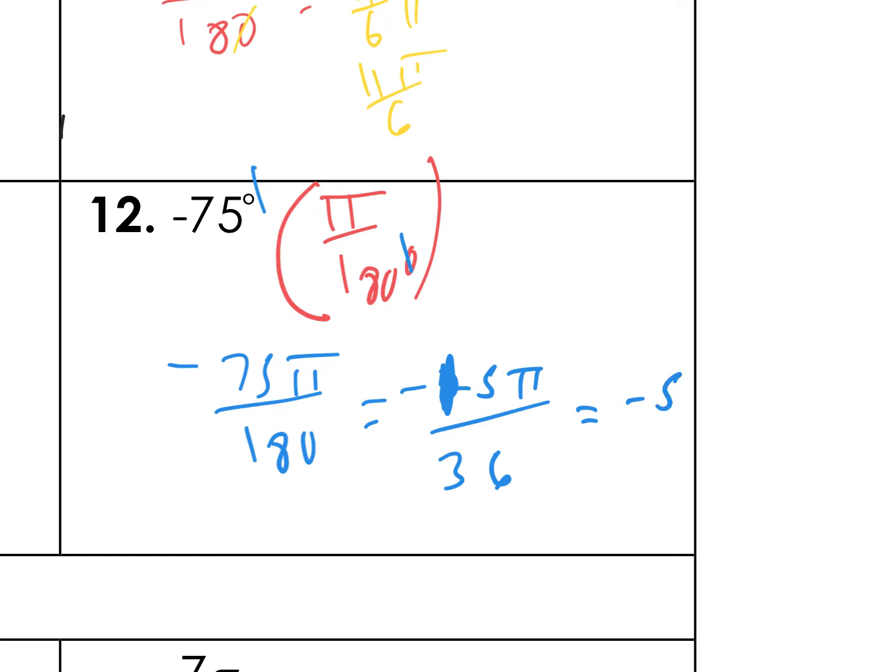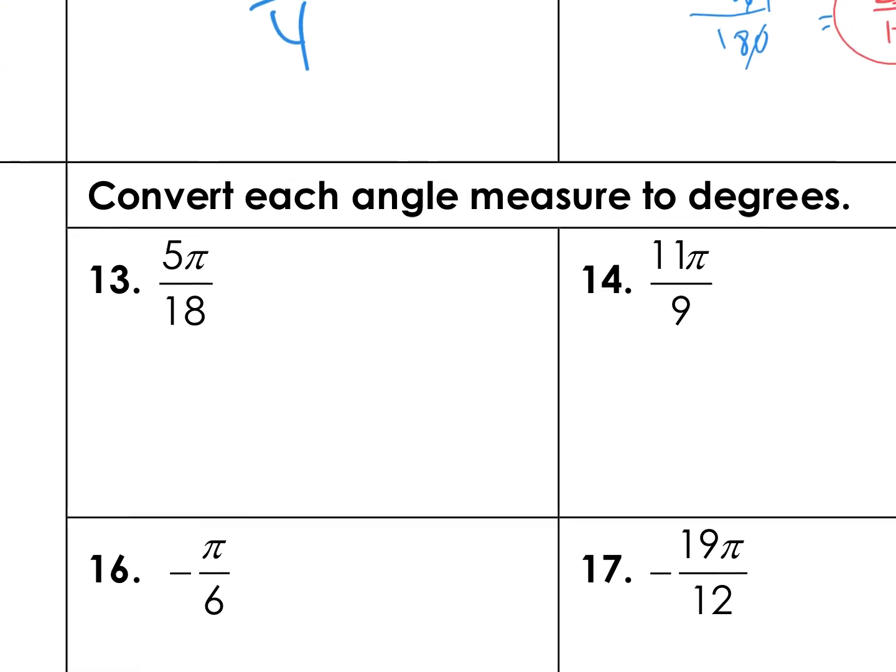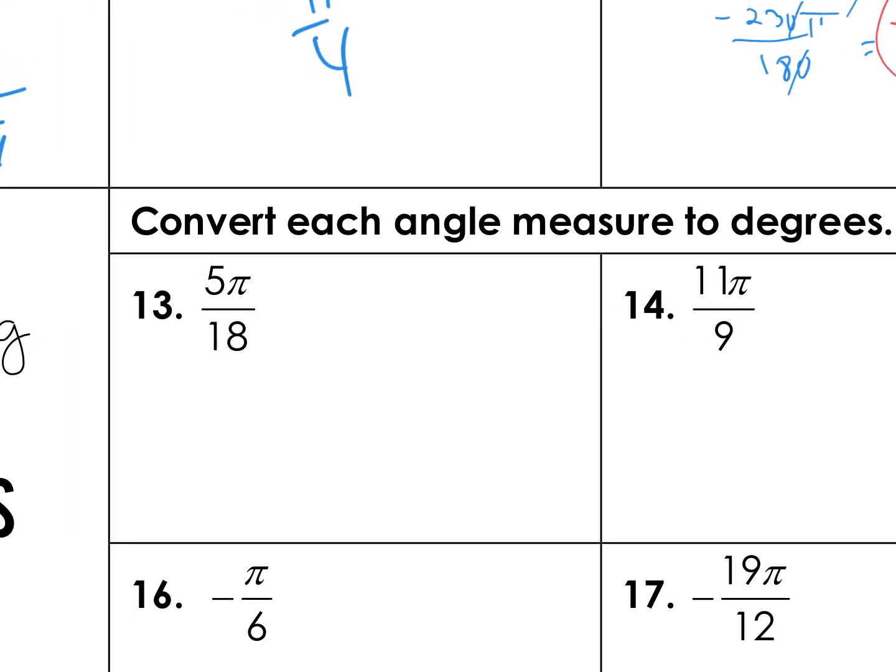Negative 5 pi over... Whoa. That's not pretty either. Yikes. All right, let's now convert angles to degrees, the other way around. So 180 over pi. Now my 180 degrees has to be on top.